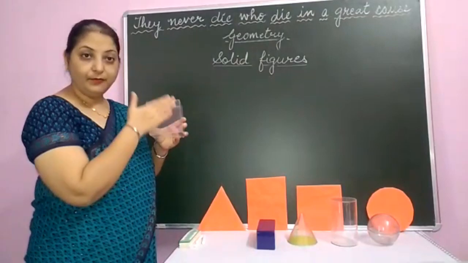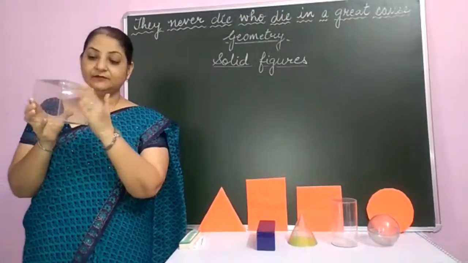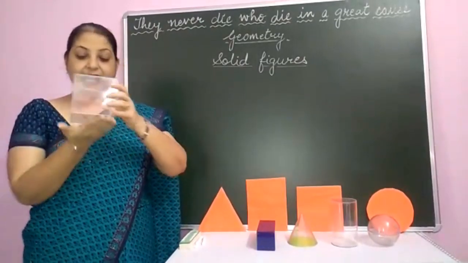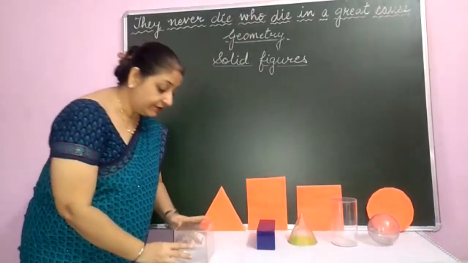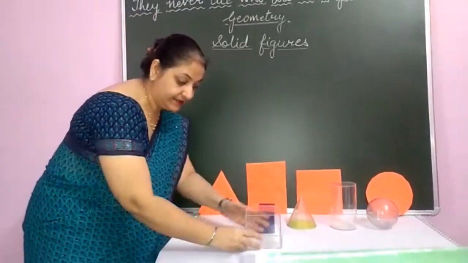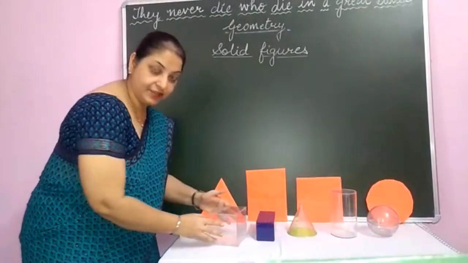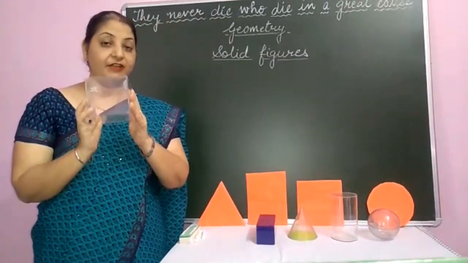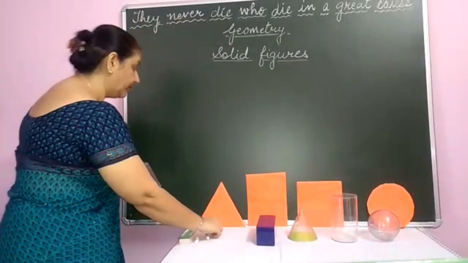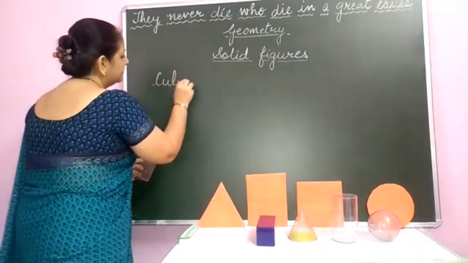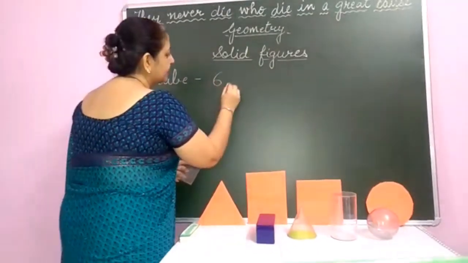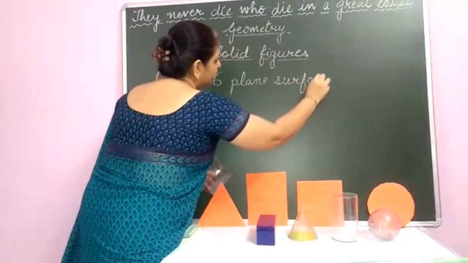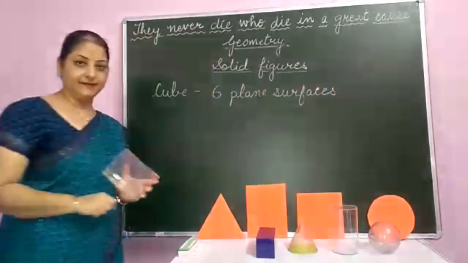See, this is a plane surface. This is also plane. This is plane. This is plane. The top is also a plane surface and the bottom is also a plane surface. All these surfaces can slide. It is not rolling down. So, a cube has 6 surfaces which all are plane. The first figure is cube. It has 6 plane surfaces. Surfaces are also called faces.